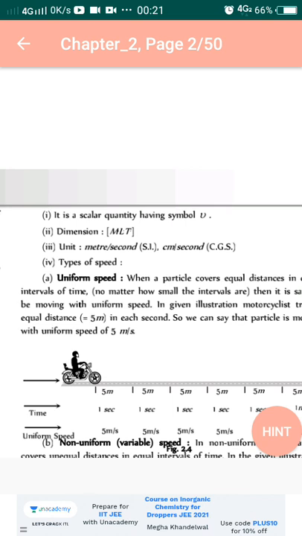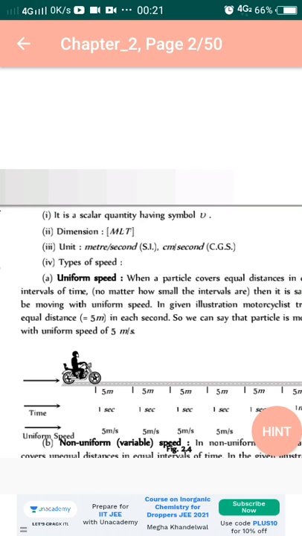Types of speed. First, uniform speed. When a particle covers equal distance in an equal interval of time, no matter how small the intervals are, then it is said to be moving with a uniform speed. In the given illustration, the motorcyclist travels an equal distance of 5 meters in each second. So we can say that the particle is moving with a uniform speed of 5 meters per second.